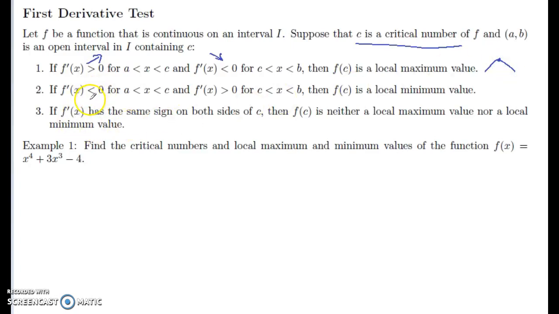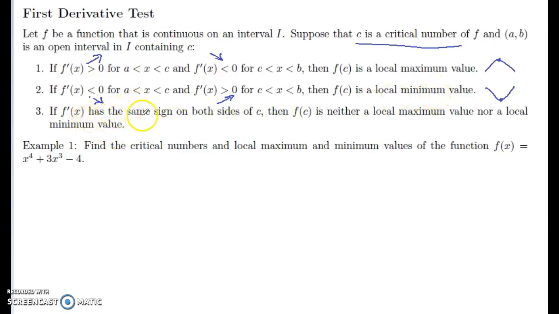Now, if f prime of x is decreasing and then increasing near C, so decreasing and then increasing, that is a local minimum. You should draw a picture instead of just plain memorization, because sometimes you might remember wrong or forget which one is which.